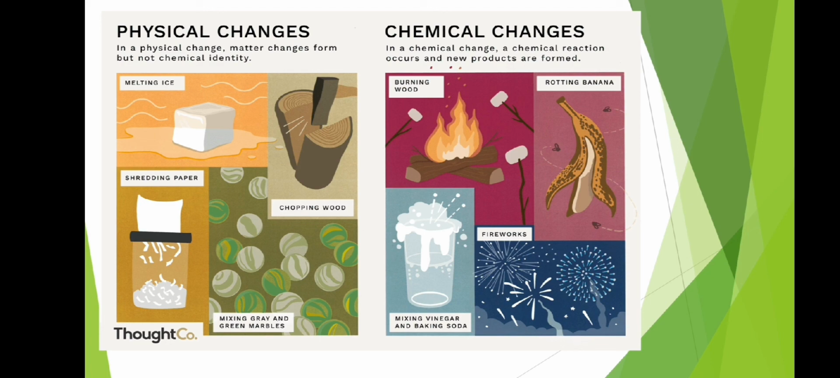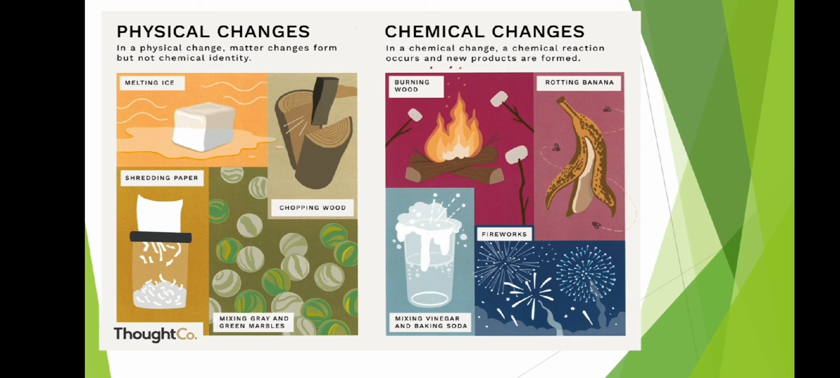Eventually, you can identify that you have a physical property or physical change once you look at the object or the substance. By mixing gray and green marbles, you can still identify the gray and green. So the chemical composition did not change, because the process you did was only mixing.